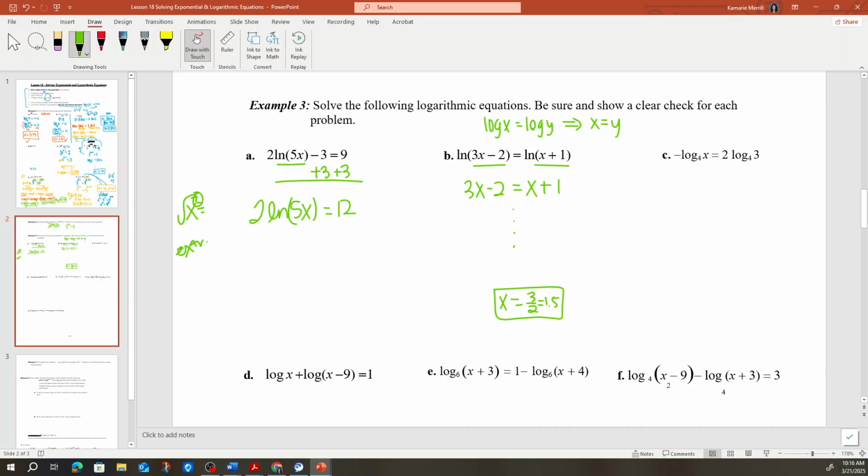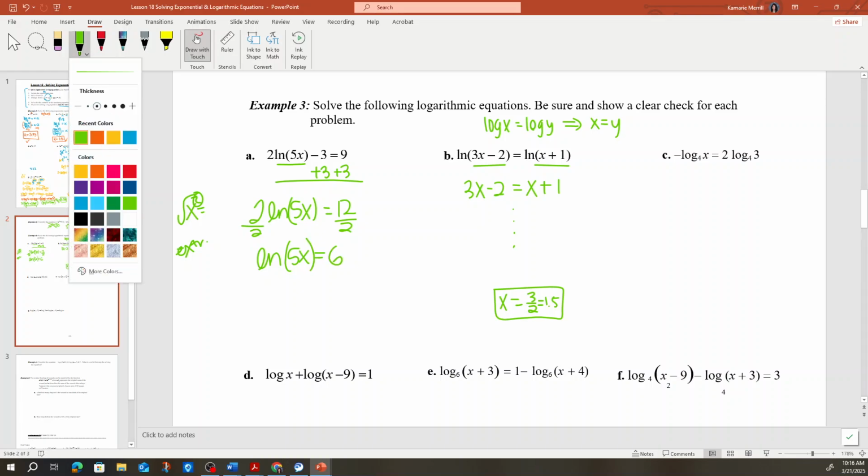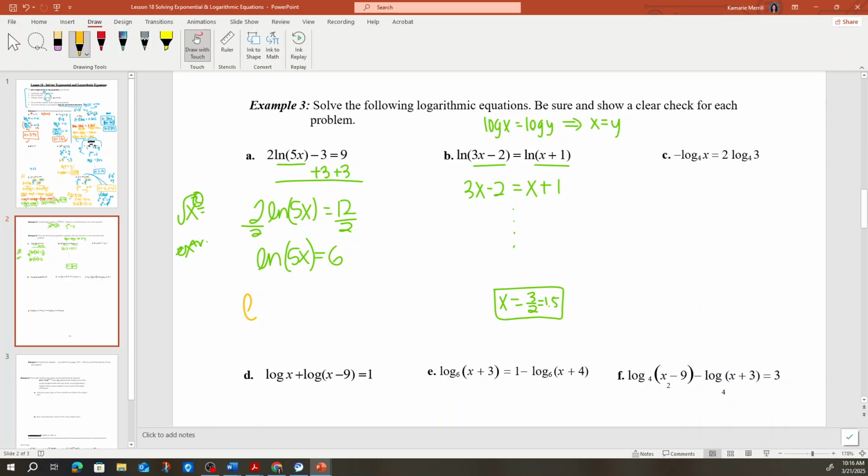So when you can help it, if you can divide the 2, please do, because we don't want to create extraneous solutions, okay? All right, what would I do next? Convert it to a what? An e. So e would be raised to what? 6, and that's equal to 5x. Yep, and then we get to do what with the 5?